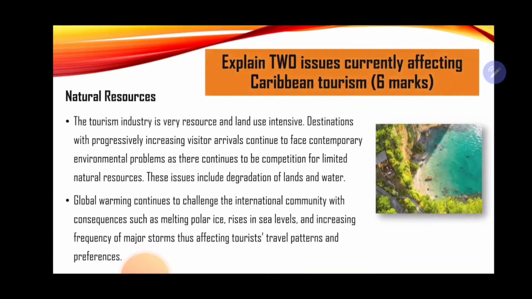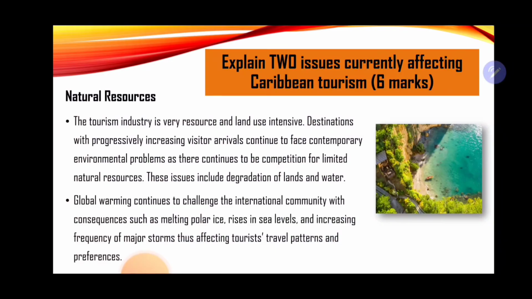Next point, natural resources. The tourism industry is very resource and land use intensive. Destinations with progressively increasing visitor arrivals continue to face contemporary environmental problems as there continues to be competition for limited natural resources. These issues include degradation of lands and water.